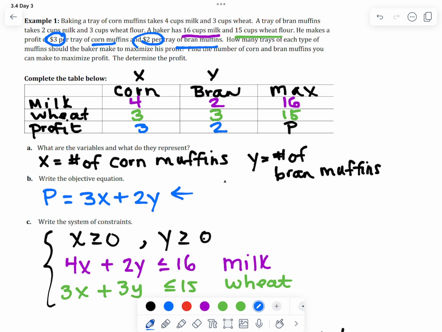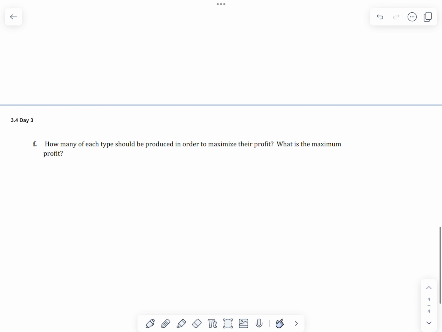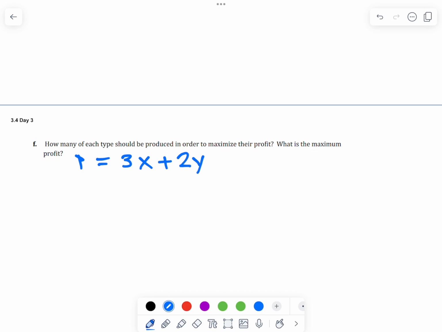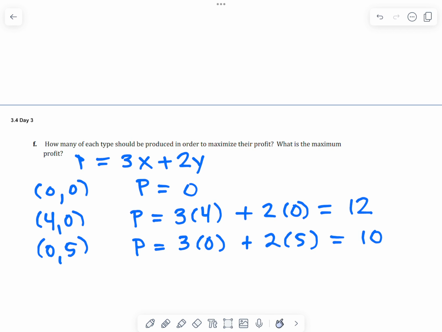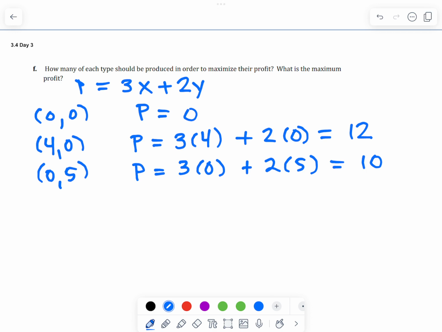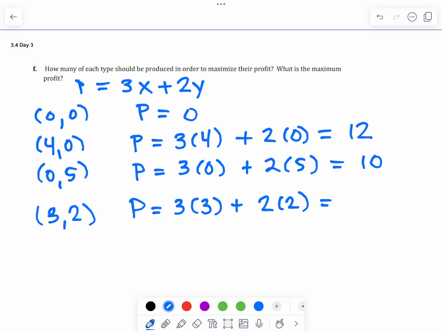So here's our profit equation. 0, 0 is going to produce 0 profit. 4, 0 will produce $12 in profit. 0, 5 will produce $10 in profit. 3, 2 will produce $13 in profit. So the last one is the maximum.